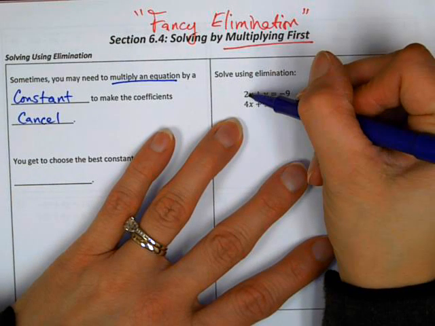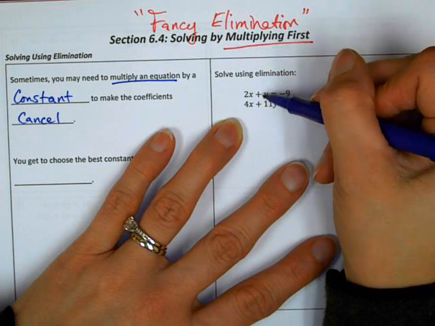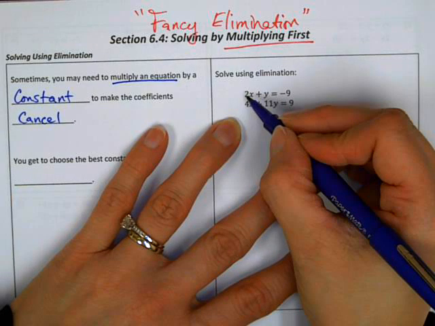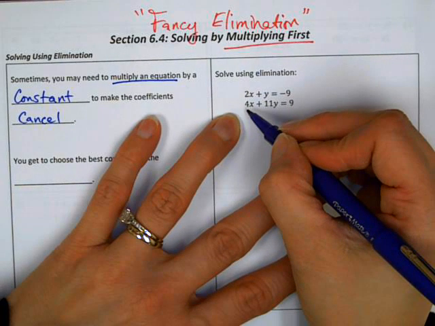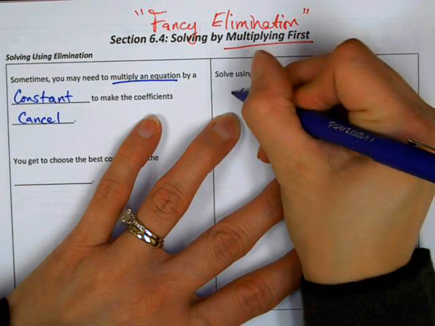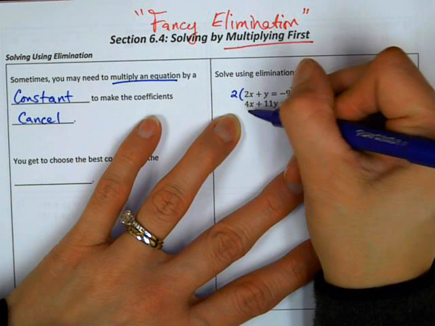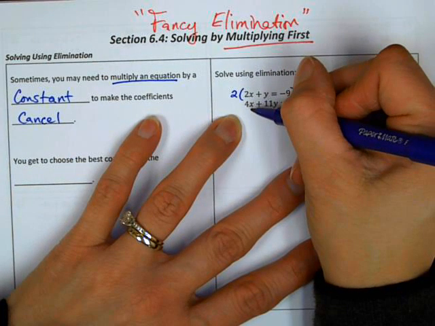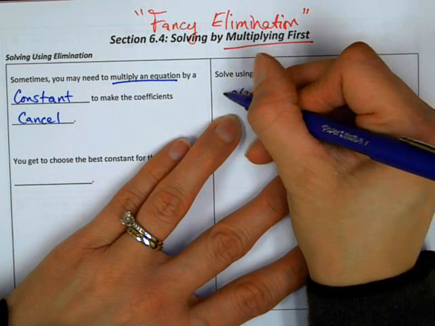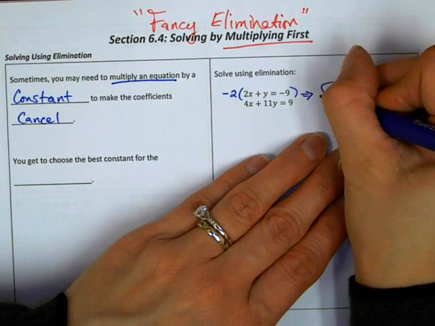I'm thinking 2 and 4 are pretty much related. 1 and 11, that's just getting really big. Okay, so what I'm going to do is I'm going to somehow make this 2 cancel with a 4. I know that if I multiply the entire thing by 2, 2 times 2 would be a 4. But that still isn't going to eliminate with a positive 4. What I'm going to need to multiply here is, can you guess? A negative 2. Okay, so let's go ahead and write our new system down.